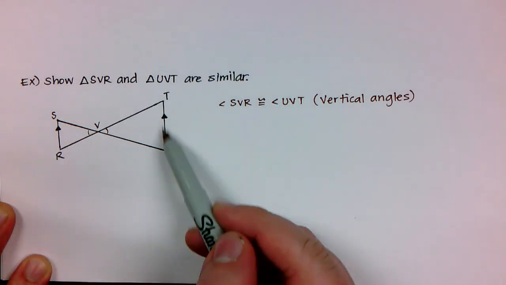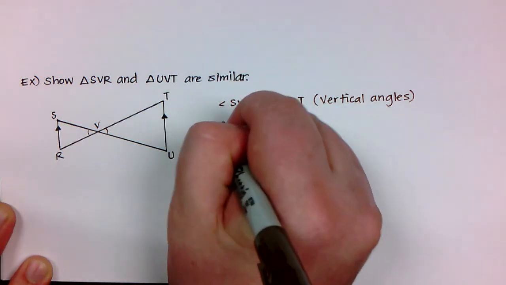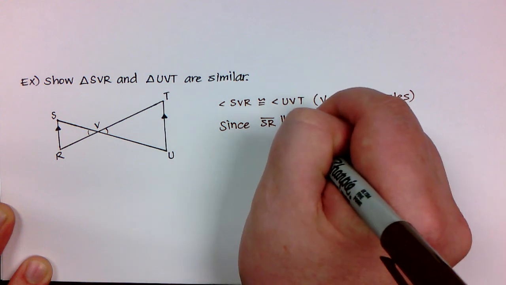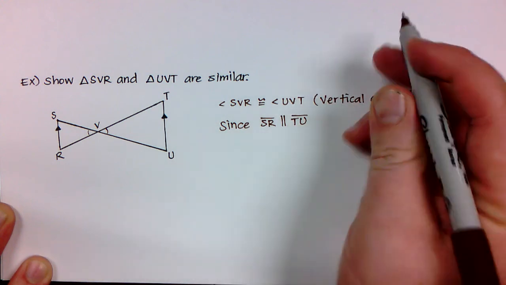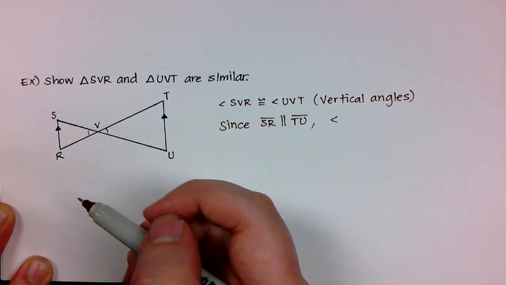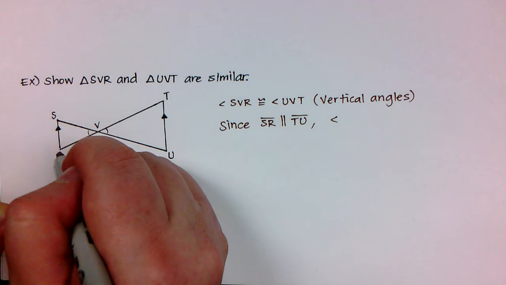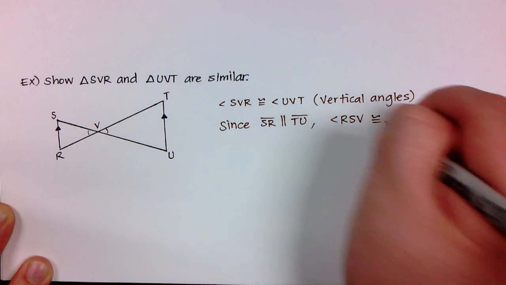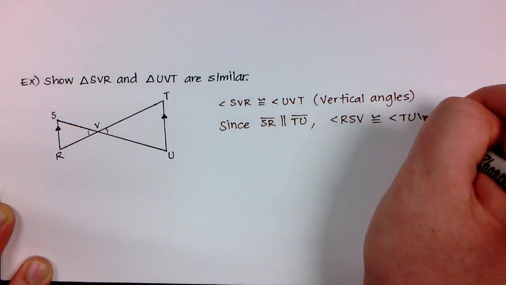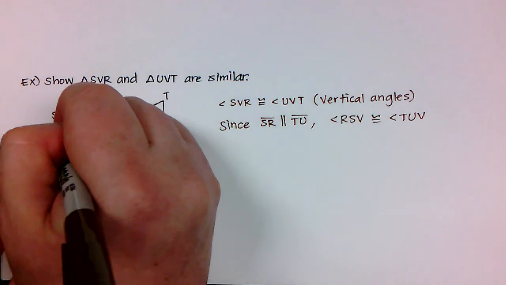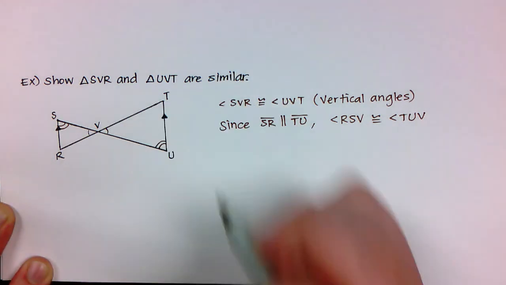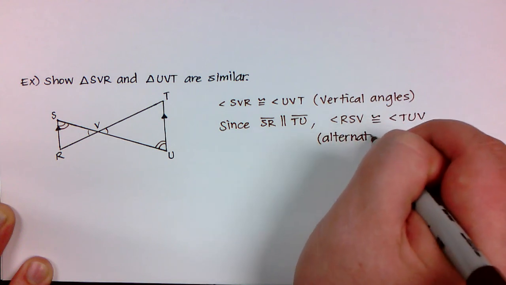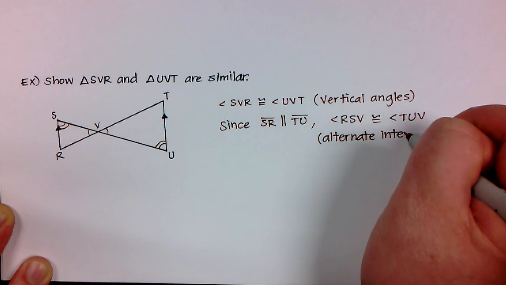Also, I have some notation that these two segments are parallel. So I'm going to say since SR is parallel to TU, I know that angle, and I can pick whichever ones I want, but I'm going to say RSV is congruent to angle TUV. So RSV, this angle right here, to TUV. Why? Because of the alternate interior angles theorem.